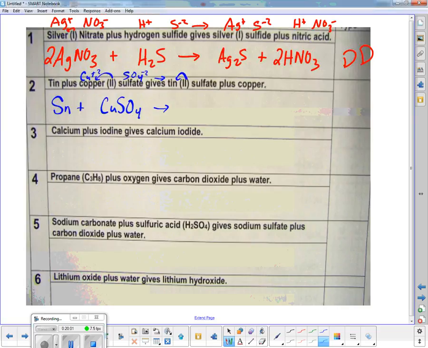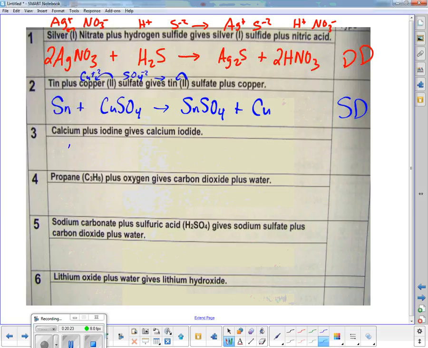Tin is plus 2. We already know sulfate's a minus 2, so SnSO4 plus copper. Got kicked out. What type is it? Single displacement. And since it was all plus 2, minus 2, they are balanced. Let's look at the next one.